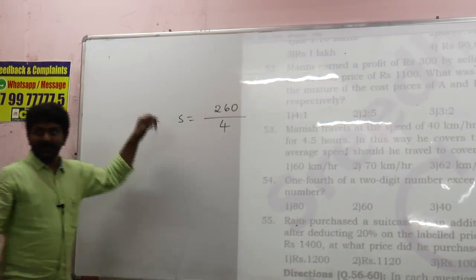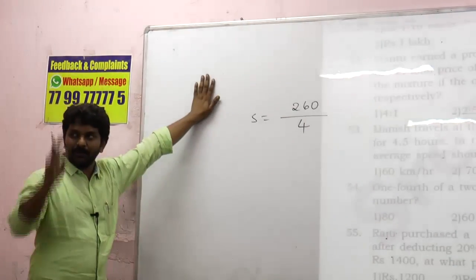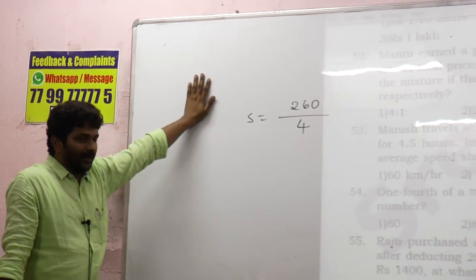You need to cover 260 kilometers in 4 hours. You are asked about average speed. 260 by 4. Half and half. 65 kilometer per hour.